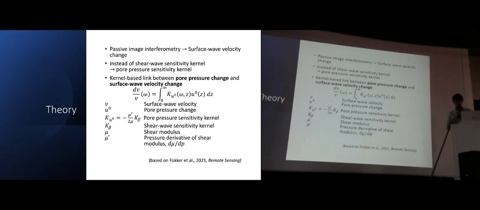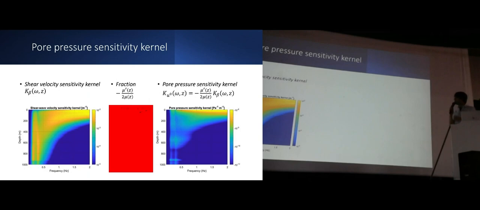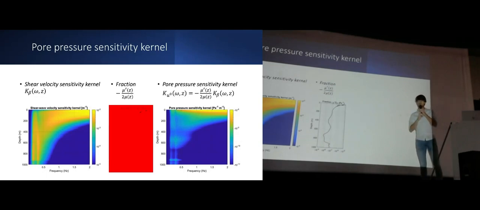Well, let's look at an example. So this is a shear wave sensitivity kernel in the subsurface of Groningen. You can see here that for the higher frequencies, we are mostly sensitive to the very shallow subsurface. But if you look at the lower frequencies, you're also sensitive to the deeper parts. We have models for the elastic parameters, the shear modulus and the pressure derivative of the shear modulus. So we can calculate the pore pressure sensitivity kernel.